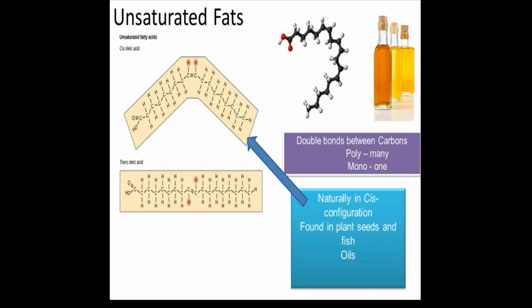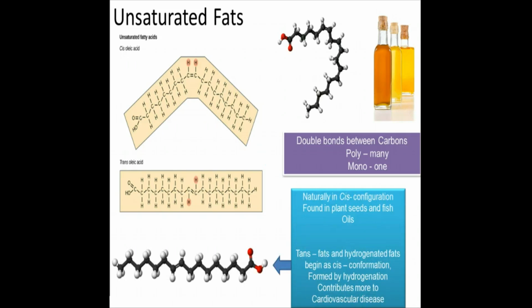liquid at room temperature. Naturally, they are going to be found in the cis configuration, where your hydrogens, or the groups coming off of the carbons in the double bond, come off of the same side. This is going to form a bend in the molecule.